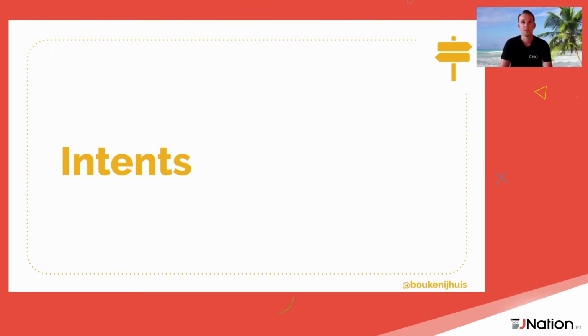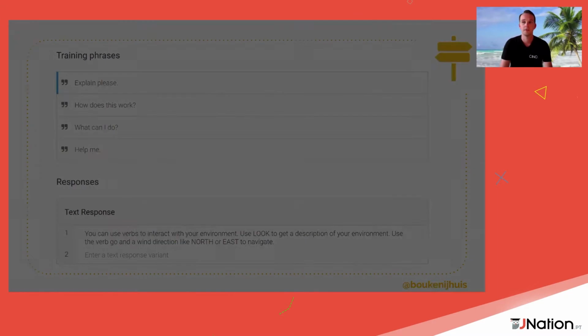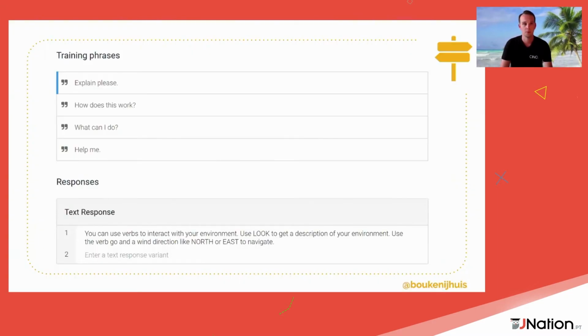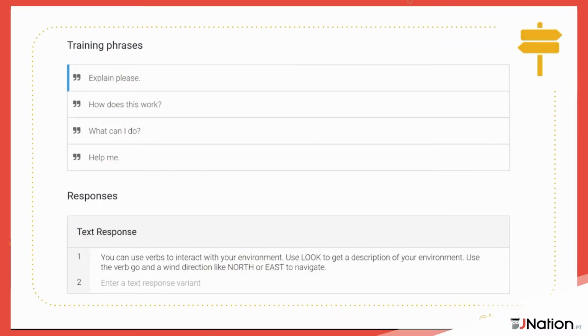Let's have a look at a simplified screenshot of Dialogflow and more specifically of the intent screen. This is the intent screen, and the intent you're seeing here is the help intent. So whenever you say something along the lines of, explain please, how does this work, what can I do, help me, Dialogflow will classify it as a help intent, and then it will come up with an answer which is in the bottom part. So the upper part is the input, and the lower part is the output.